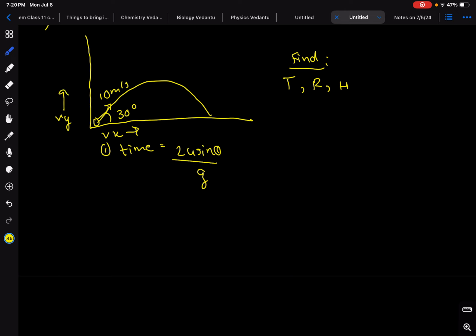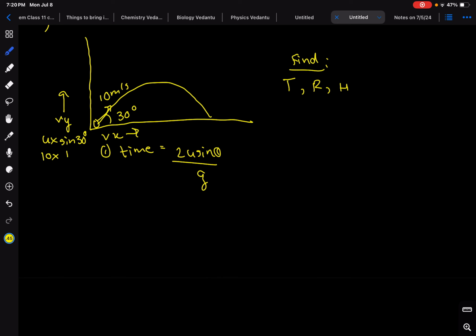Alright, so the speed in the vertical direction is equal to u sine theta, which is u times sine 30 degrees. That is equal to 10 times 1 by 2, which is equal to 5.